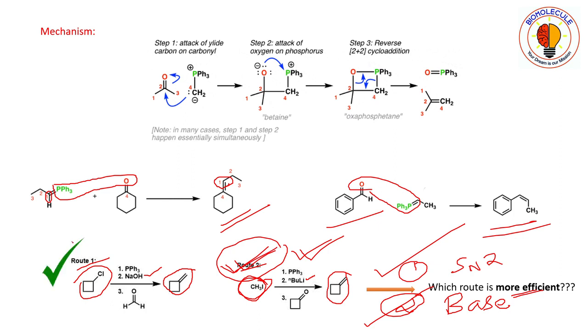Sorry, this will not be route 1. So route 2 is more efficient. This route 1 will not be efficient since here we are using secondary alkyl halide and an above average base, but here we are using primary alkyl halide and strong base, which are more efficient. So here route 2 is more efficient to make this alkene.